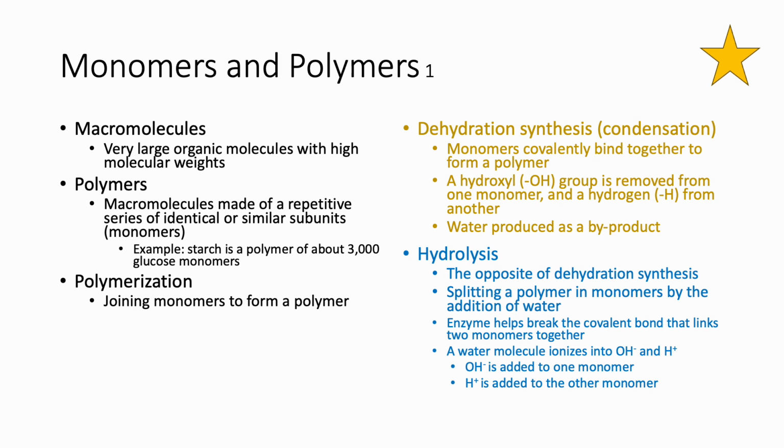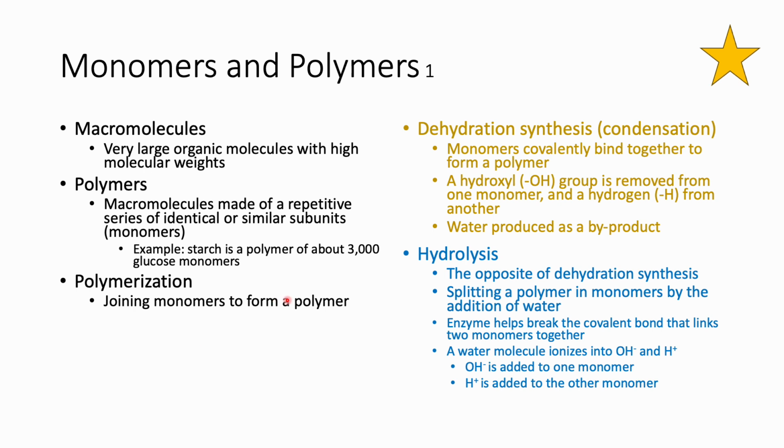All right. So we have macromolecules. Macromolecules are very large organic molecules with high molecular weights. What are polymers? Macromolecules made of repetitive series of identical or similar subunits. For example, starch is a polymer of about 3,000 glucose monomers. And what is polymerization? This is when we join monomers together to form a polymer.